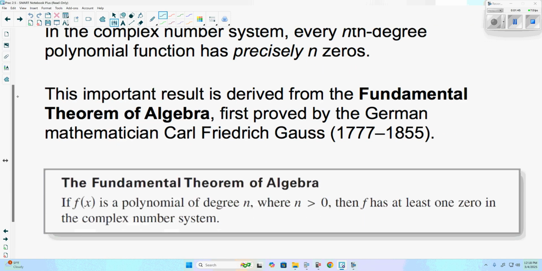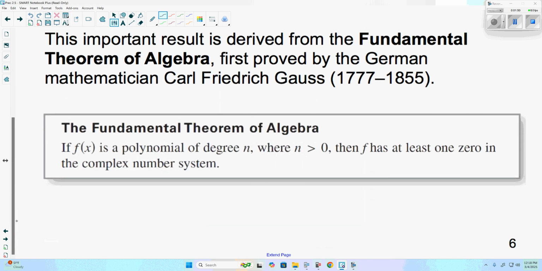So the most important thing we get from the fundamental theorem of algebra: if f of x is a polynomial function of degree n, where n is greater than 0, then it has at least one zero in the complex number system. Even if we say 3 plus 0i, that's a number or solution in the complex number system.